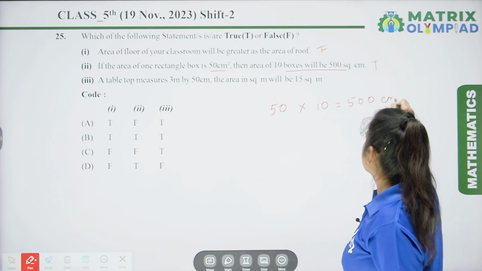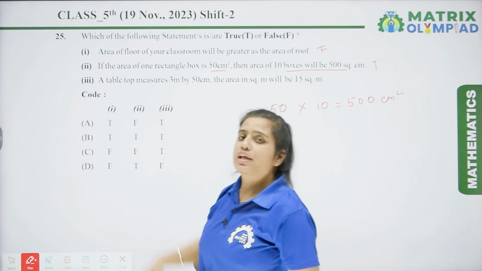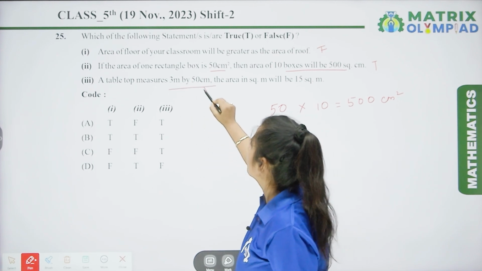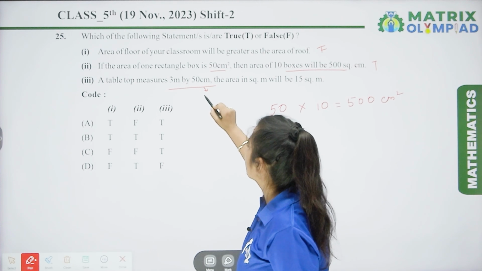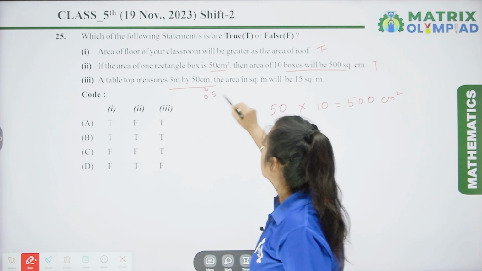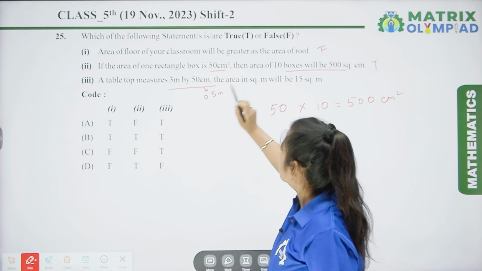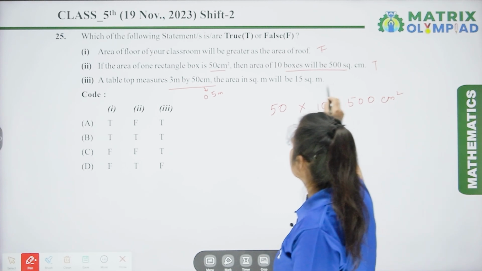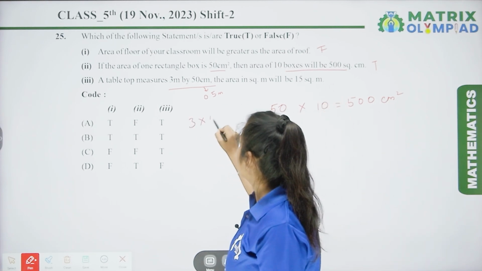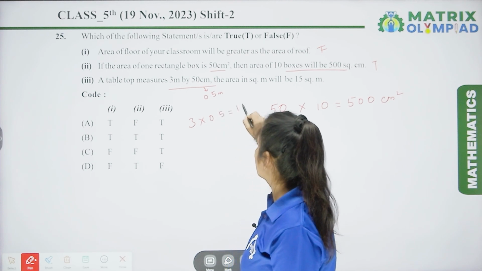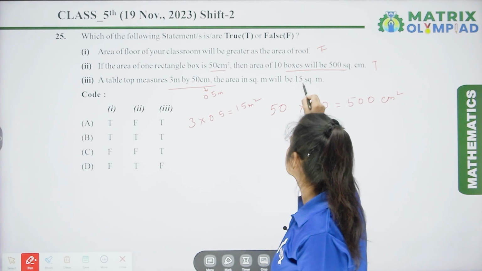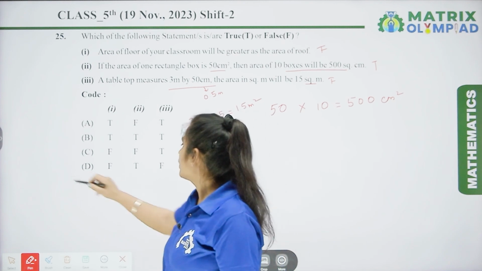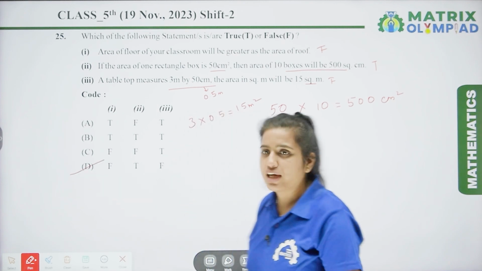that gives us 500 centimeter square. Now the next is, our tabletop measures 3 meter by 50 centimeter. So first we have to convert this into the meter. So we get 0.5 meter. Then the area in square meter will be 15 square meter. So if we multiply 3 multiplied by 0.5, then it gives us 1.5 meter square. So this statement is false. So the sequence is false, true and false. So here option D is the correct answer.